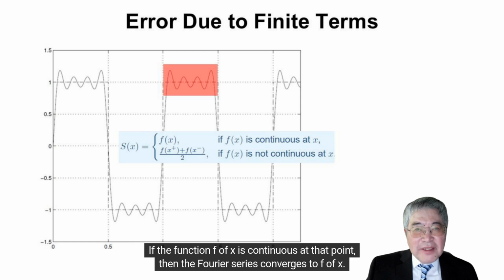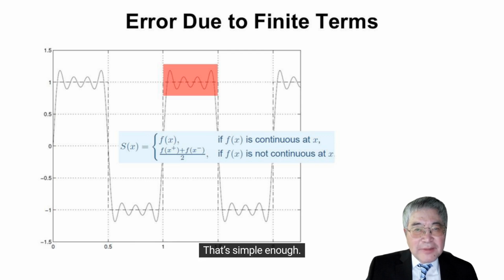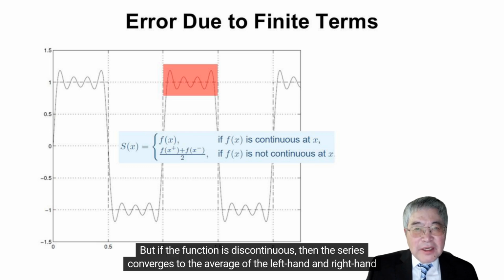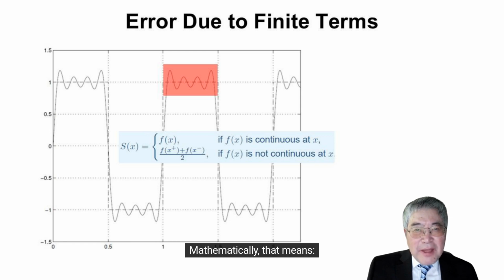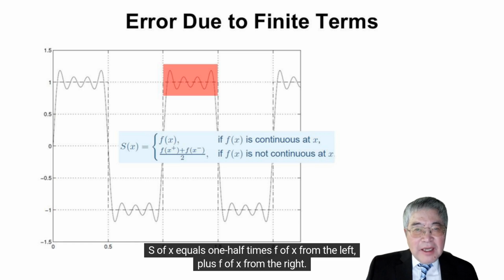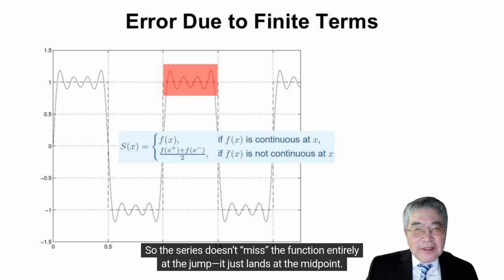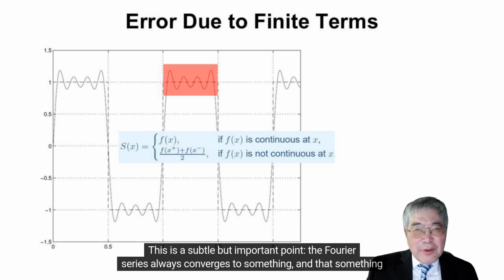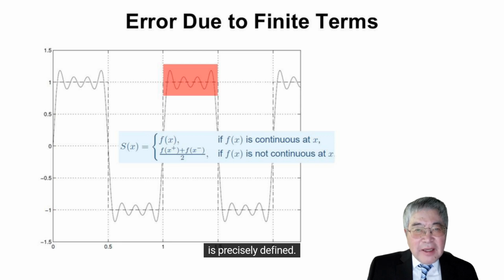If the function f of x is continuous at that point, then the Fourier series converges to f of x. That's simple enough. But if the function is discontinuous, then the series converges to the average of the left-hand and right-hand limits. Mathematically, that means s of x equals 1/2 times f of x from the left plus f of x from the right. So the series doesn't miss the function entirely at the jump, it just lands at the midpoint. This is a subtle but important point. The Fourier series always converges to something, and that something is precisely defined.